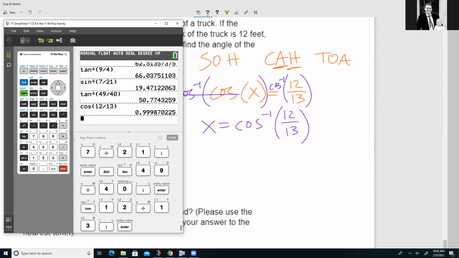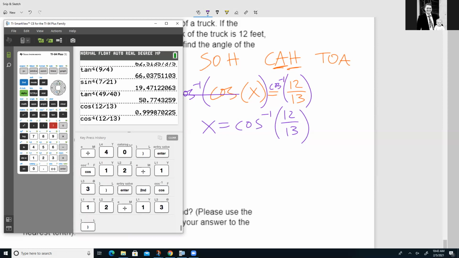Oh, you see I've made a mistake here. I typed in cosine of 12 over 13, but what I needed to do was inverse cosine of 12 over 13. If you get a number that looks very small like this, saying that it's less than 1 degree, you can assume that it might be wrong. There we go, 22.6.